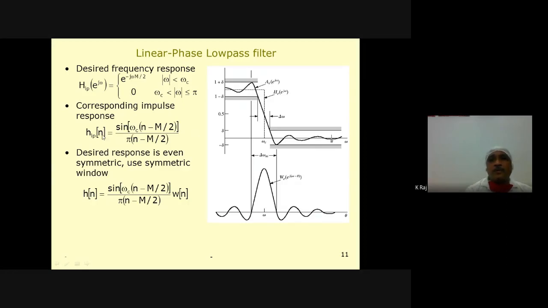Now the corresponding impulse response, the inverse Fourier transform of this, becomes sin(ωc(n − M/2)) upon π(n − M/2), represented by this expression. The desired response has even symmetry, so use the symmetric window here. With this symmetry, h(n) is represented as sin(ωc(n − M/2)) divided by π(n − M/2) multiplied by w(n). Here w(n) is the window function.